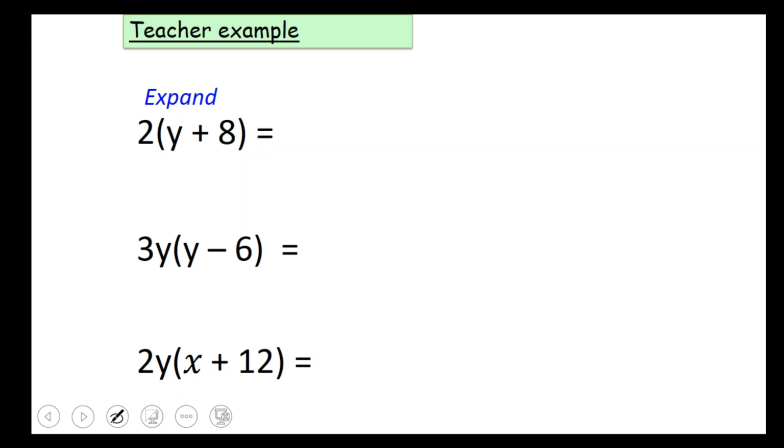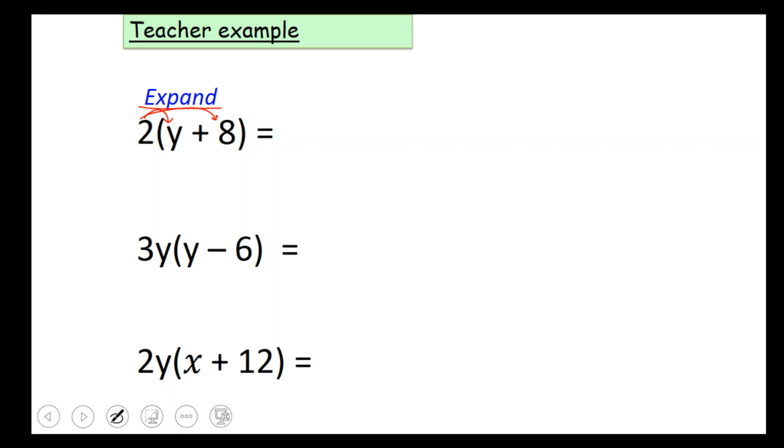Okay, just a quick recap on expanding single brackets. You need to know how to do this to answer the questions today. So we've got a 2, then we've got a bracket, y plus 8, and we've got another bracket that closes it. So the question is expand. Okay, you should remember how to expand brackets. Okay, draw arrows in. Everything on the outside, you have to multiply with everything on the inside of the bracket.